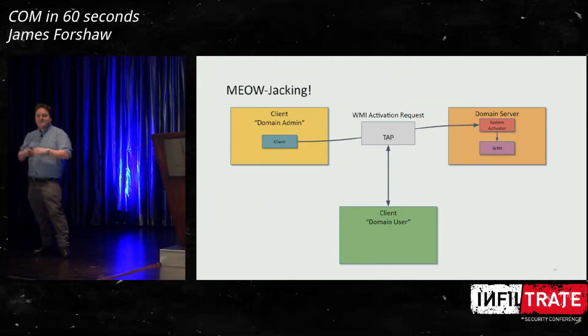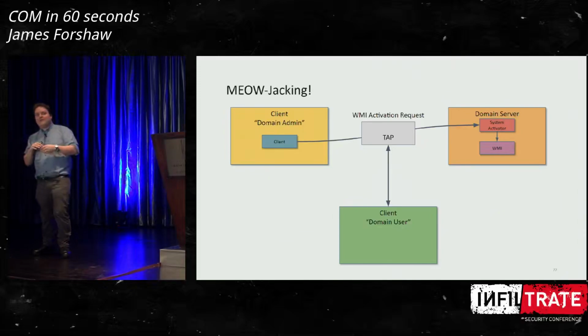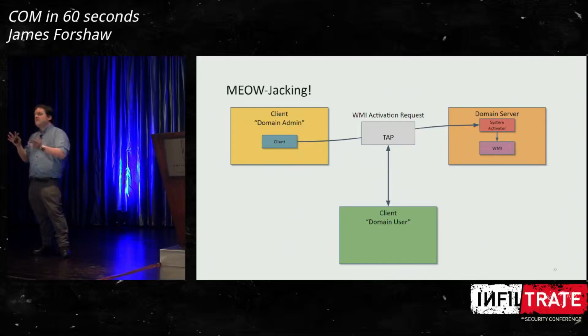So you can do something like this, which I stupidly refer to as meow jacking, of course. In this particular case, let's assume we've got two client machines and a server. There's one client machine with a domain admin user running on it, who has permission to activate WMI on a remote server. And you have another client, a domain user, which doesn't have admin permissions, but somehow, through fortune, has the ability to monitor network traffic between those two machines.